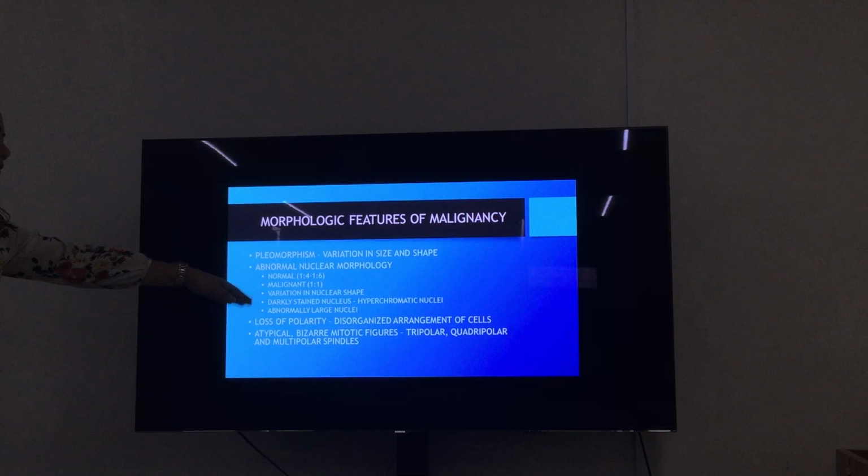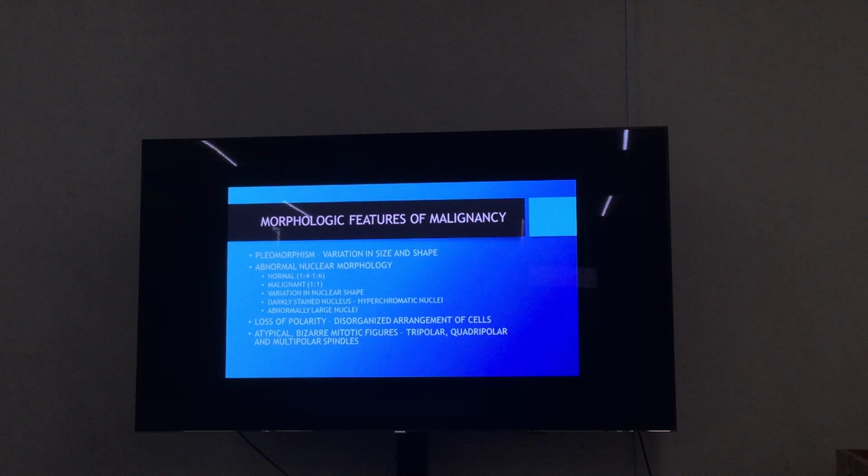Okay, so abnormal nuclear morphology. Okay, we have here a normal nuclear cytoplasmic ratio. So it's always 1:4 to 1:6. Yun yung normal. Okay, but in your malignant neoplasia, it can reach up to 1:1. Okay, 1:1. There is variation in nuclear shape. So you can see round nuclei, ang yung iba spindle shape or elongated yung nuclei. Yung iba naman large. Okay, so there is also variation in the nuclear shape. So next is darkly stained nucleus, or you can see hyperchromatic nuclei, and abnormally large nuclei.